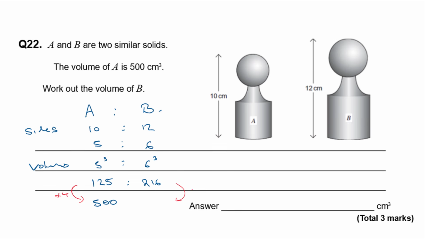So doing the same on this side, what's that going to be? 216 times 4. That comes out to be 864 then, doesn't it? And then so that is going to be the volume of the big pawn. Okay, is it a pawn? Looks like a pawn. Right, so that is 864 centimeters cubed.